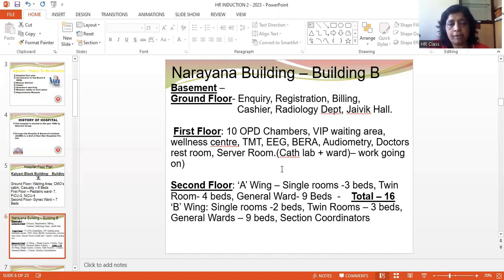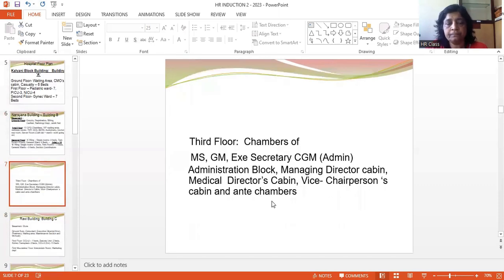Coming on to the second floor, we have A wing, single rooms 3, twin rooms 2, that is 4 beds, general ward 9, the total comes to 16. Coming on to the B wing, single room is 2 beds, twin 3 beds, general ward 9, and then there is a room for section coordinator. Third floor, we have the chambers of medical superintendent, general manager, executive secretary, the chief general manager, admin, then the administration block, managing director chamber, then managing medical director's chamber, the vice chairperson's chamber, and the antechambers.